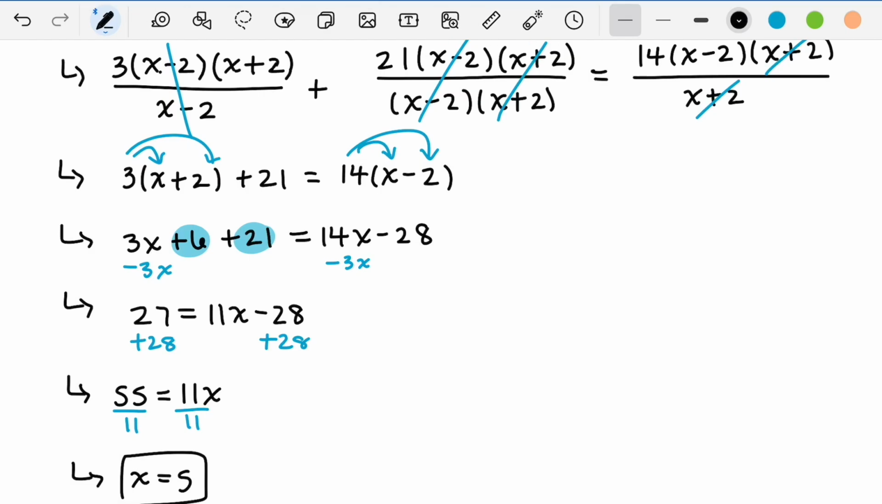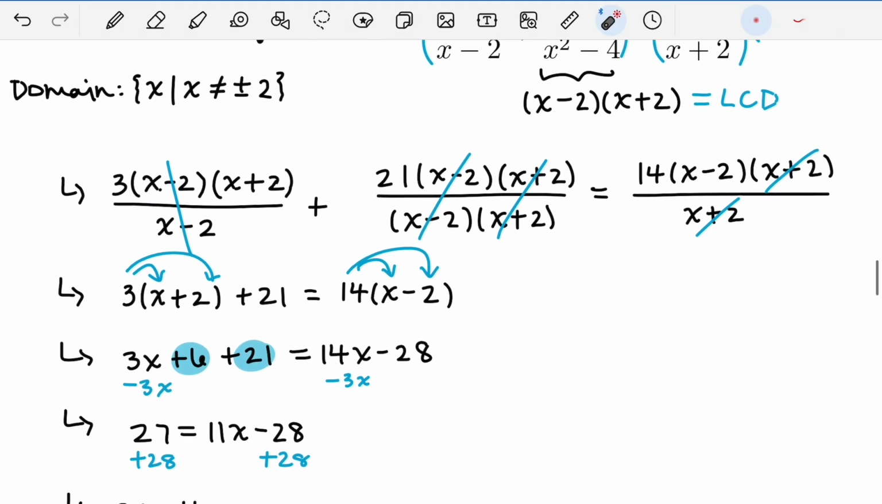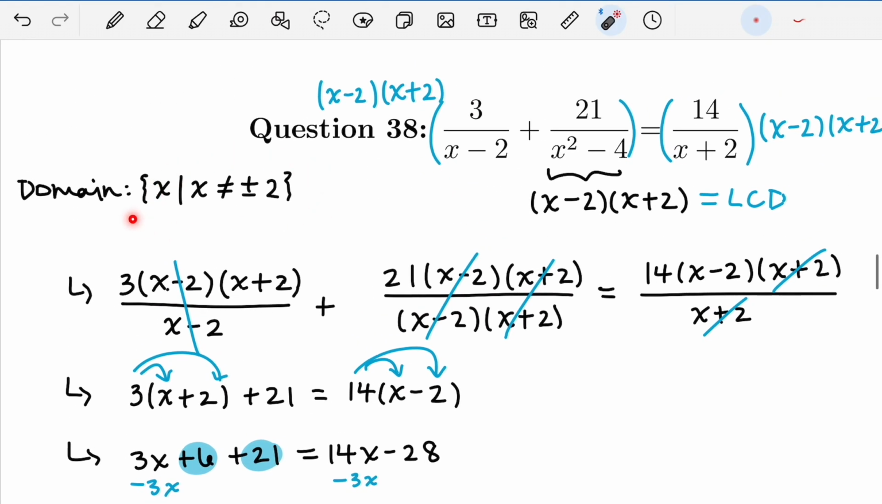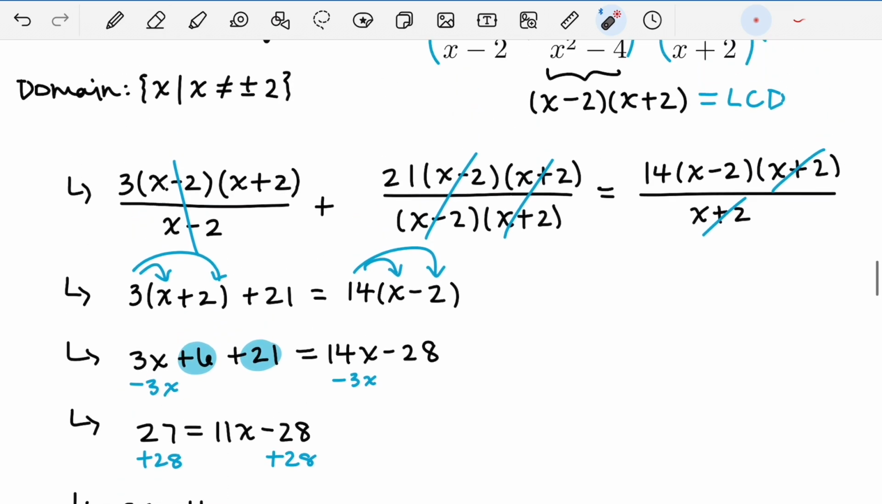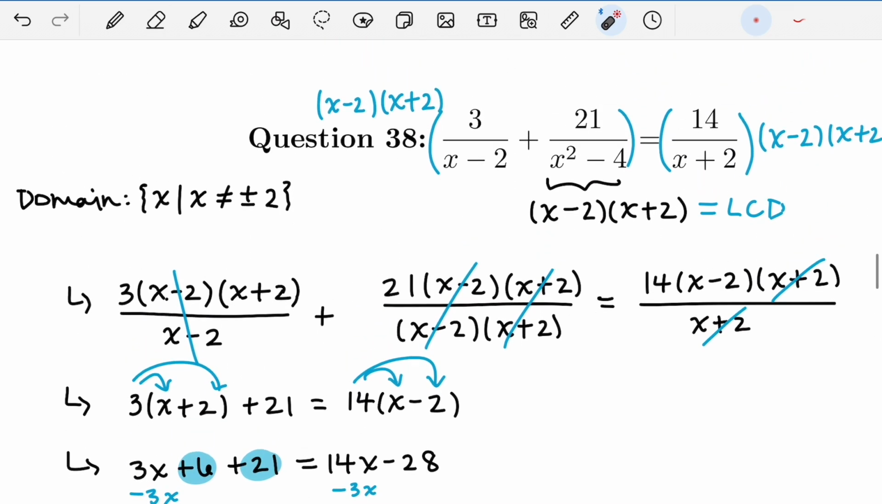Now the last thing here, we just want to make sure that this solution is in our domain. Remember, our domain is going to include all real numbers except for plus or minus 2. That means 5 is in our domain, so this is going to be a solution to this equation here.